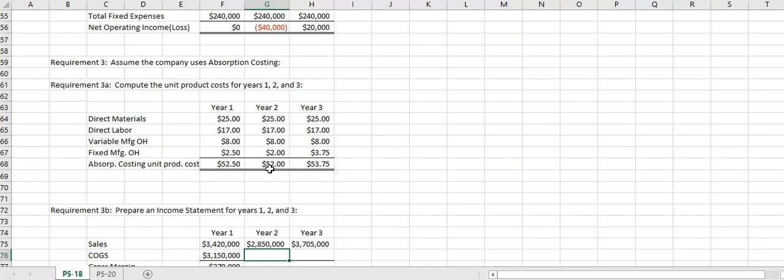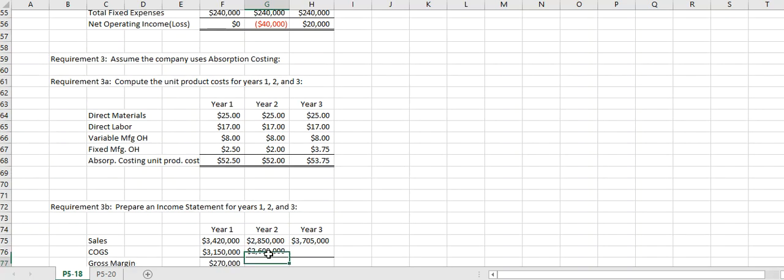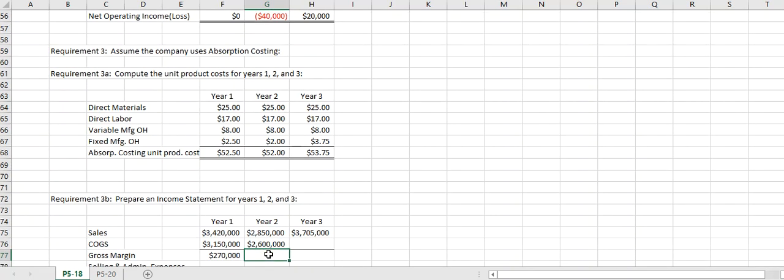So here's our absorption cost that we used for our cost of goods sold for year 1. In year 2, we sold 50,000 units, and they were all manufactured in year 2. So everything manufactured in year 2 cost us $52 a unit. So we're going to take the 50,000 units and multiply that by $52. Gives us $2,600,000.